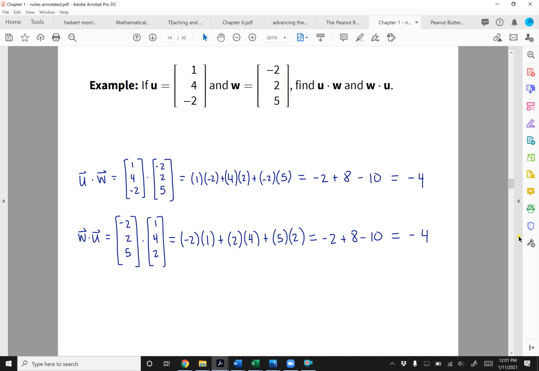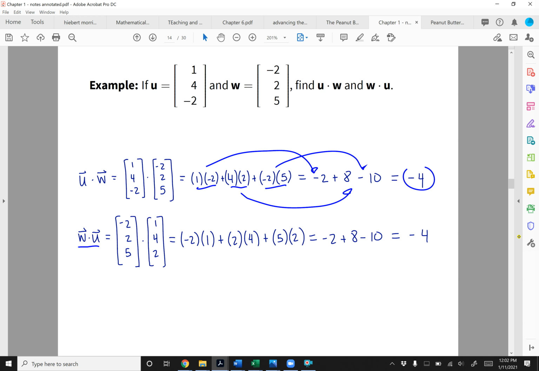So here's some practice calculating. We'll just go through an example. So we've got a u and a v. How do you do the dot product? Well, 1 times minus 2, 4 times 2, minus 2 times 5. If we calculate each of those terms, you get minus 2, 8, minus 10. Add them together, you get minus 4. So the dot product is minus 4.